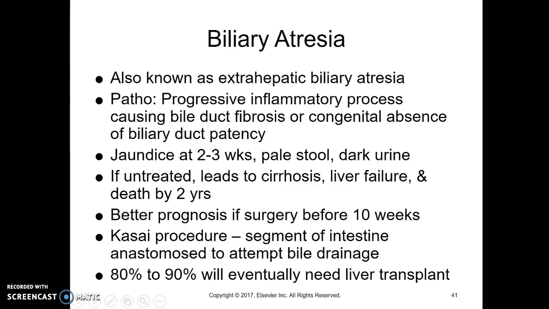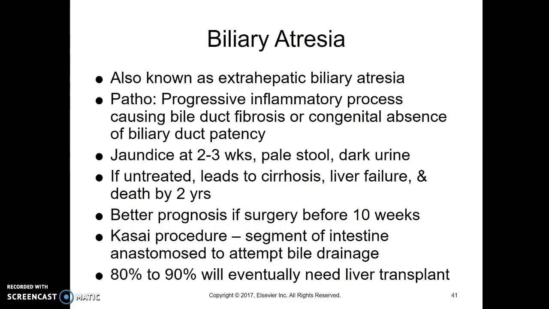Biliary atresia. If you think about the word atresia, it means it's not there at all, or it's totally non-functional. So the bile duct doesn't work. It's totally non-functional. So what happens is you are still making those enzymes and things in the liver, but they're not going anywhere, so they stay in there and do damage and destroy the liver.